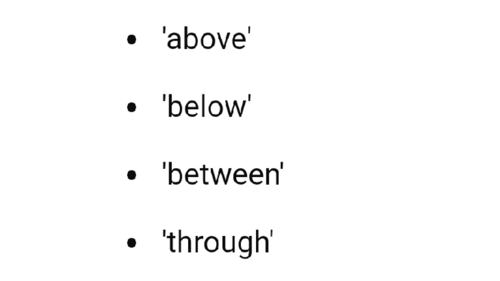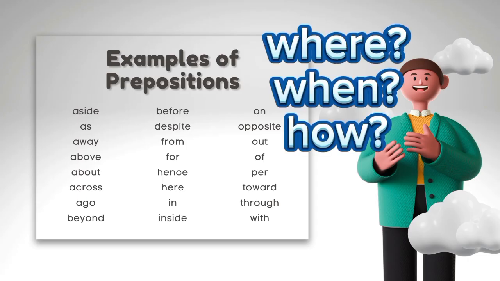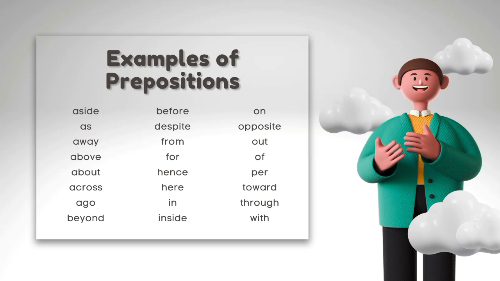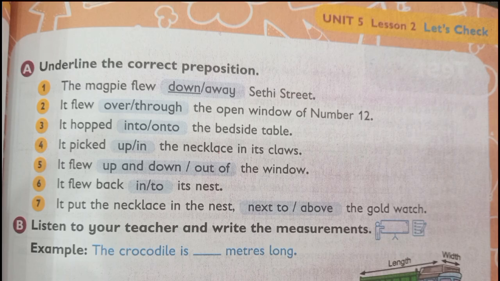So remember, prepositions are words that tell us where, when, or how something happens. They are like little connectors in our sentences. Keep practicing, and soon you will be a preposition pro. Now we are diving into a fun exercise on prepositions using Oxford Progressive English Book 3. Now you have already learned about prepositions. That's great. Let's see how we can use that knowledge to solve this exercise.